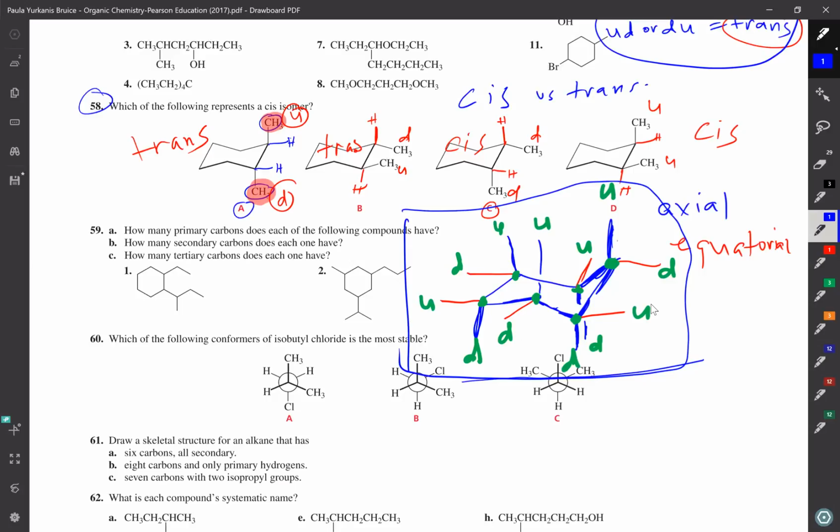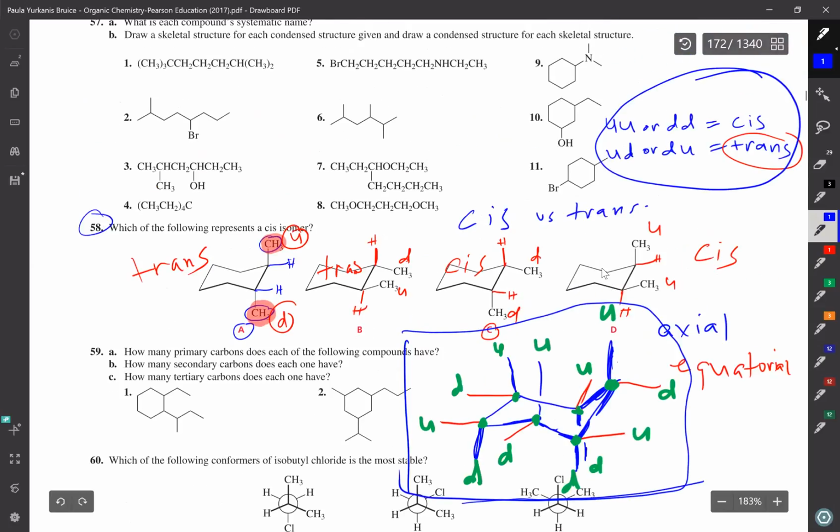Could you scroll back up for just a hot second? Could you scroll back up to where it says the up, up, and the down, down? Thank you. That's good. That's all I needed.